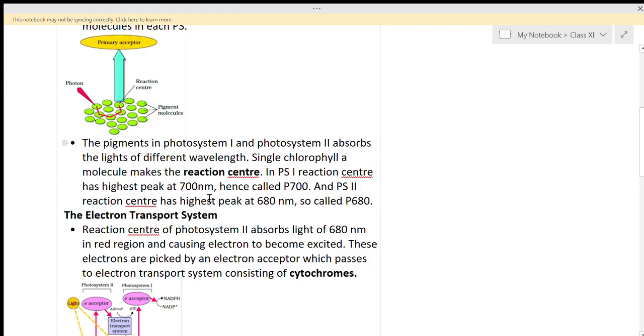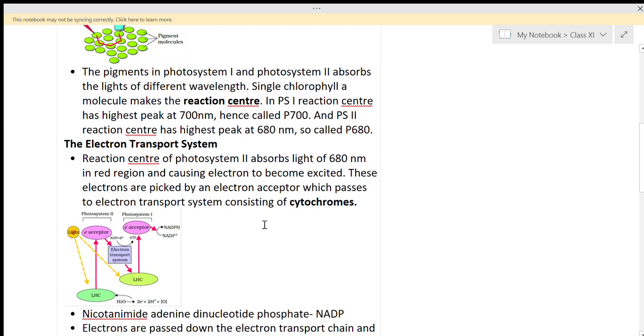P680 is for photosystem 2, and P700 is for photosystem 1. So photosystem 1 is P700 and photosystem 2 is P680 on the basis of absorption of light. These are the wavelengths, 700 nm and 680 nm.